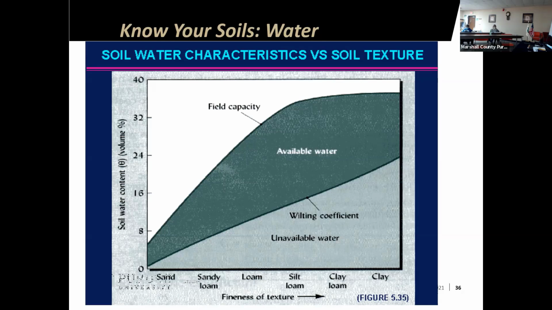Wilting coefficient, that line represents when the plants would start wilting because the water below that is adhered to the soil so tightly, it's hard for the plant to remove. Field capacity, the upper line, is what will drain out of the tile line or leach or move down into the soil deeper than what the roots are. So that's the water the soil cannot hold on to.